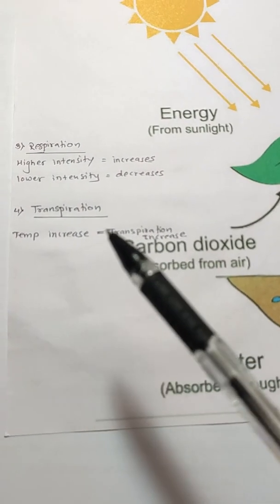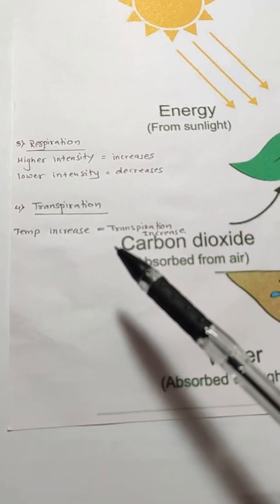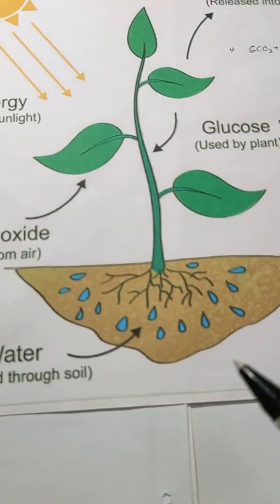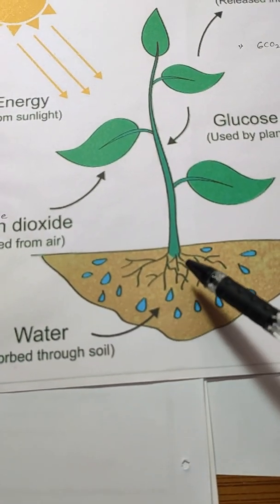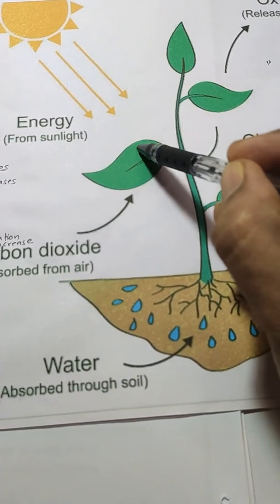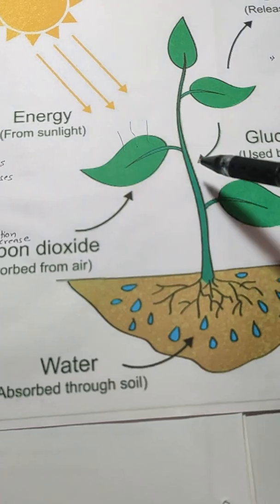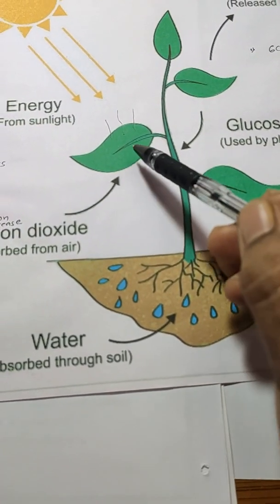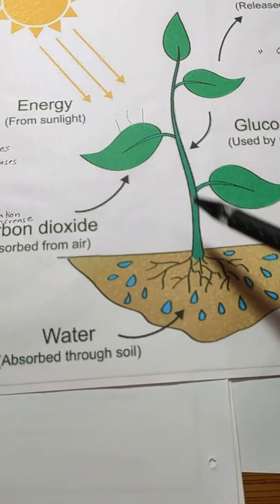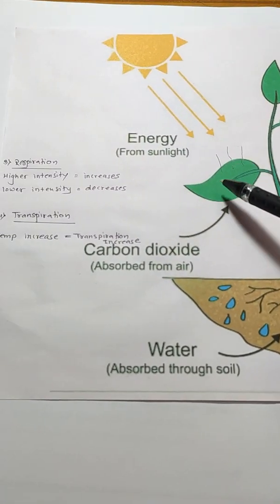As well as that, when temperature increases, the transpiration rate also increases. What is transpiration? When a plant absorbs water, this water evaporates or transpires from various aerial parts of the plant in the form of water vapor, or loss of water in the form of water vapor. This is called transpiration.